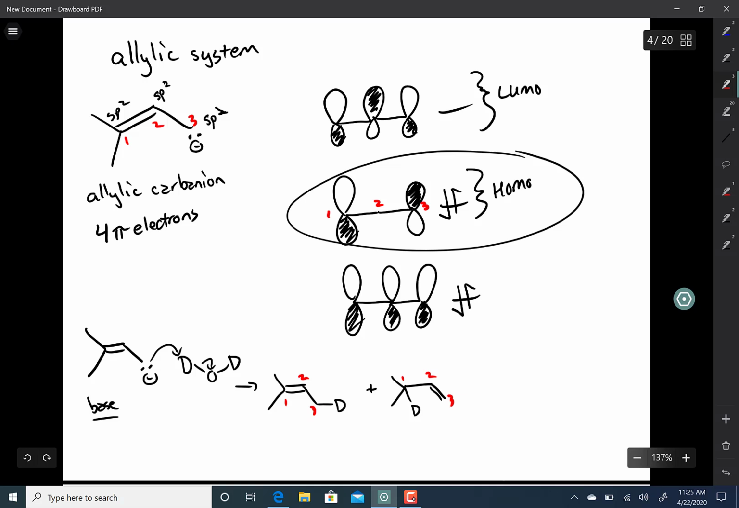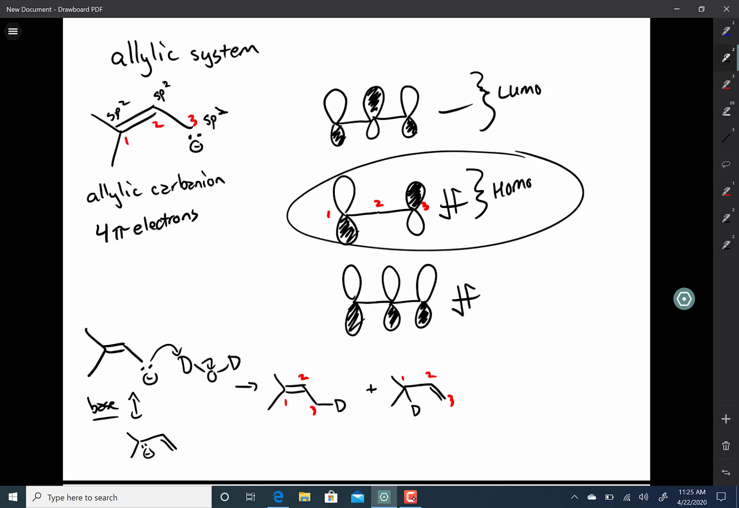Now, again, you can get the same results by using resonance structures. All resonance is molecular orbital theory that you can do on the back of a napkin. It's simplified molecular orbital theory.